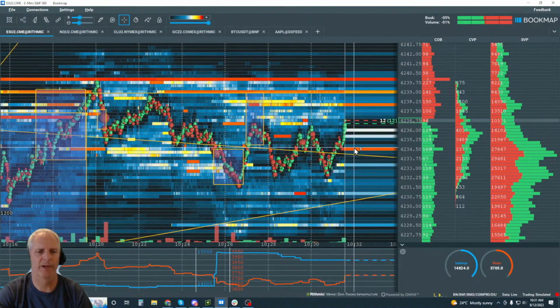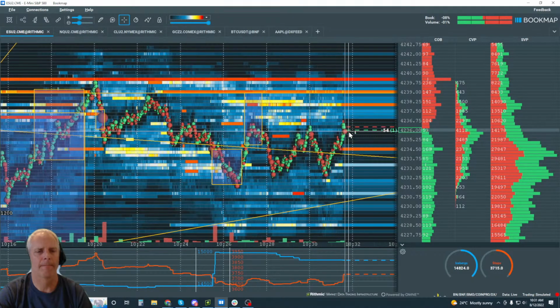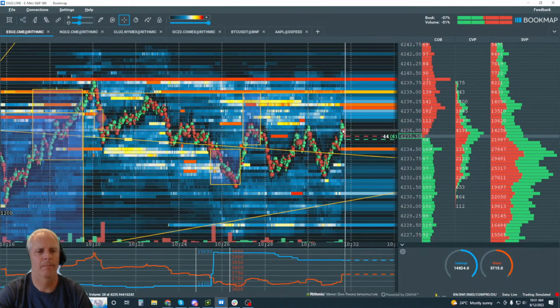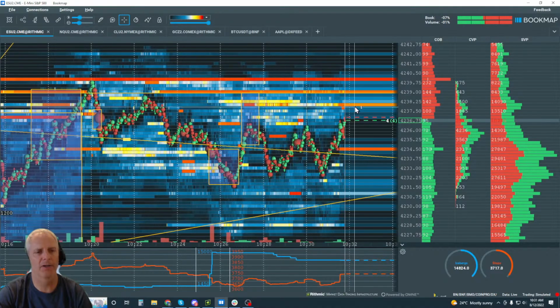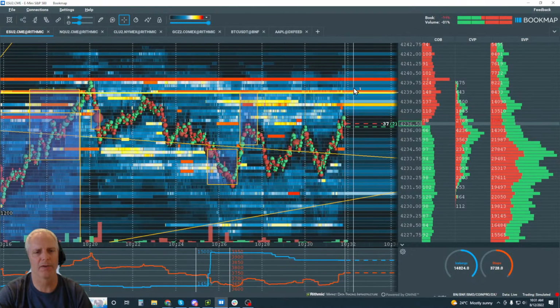Here we go. Look at that reaction to liquidity here. We got our buyers here. Top of the range. Here we go again. Okay, buyers should be able to reach up here, not just to 38, but 39 and 40.